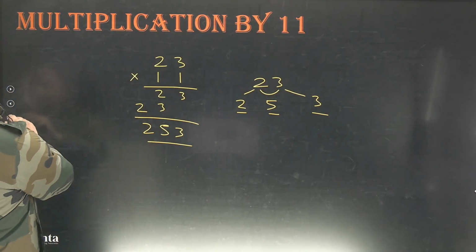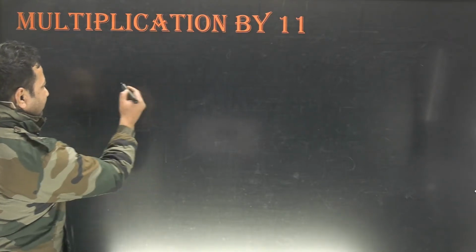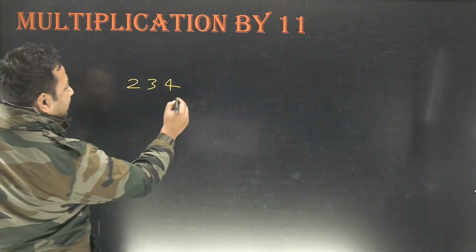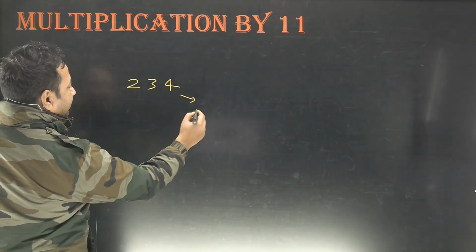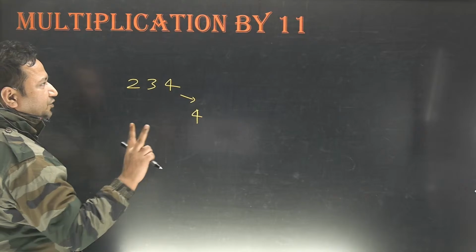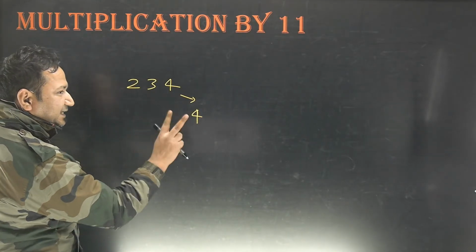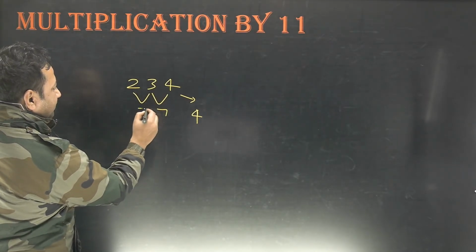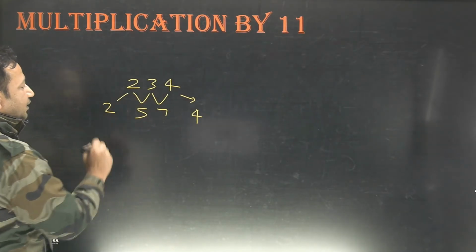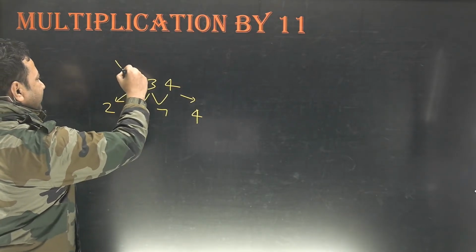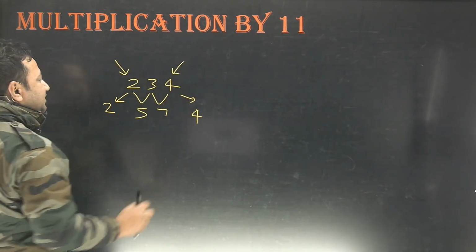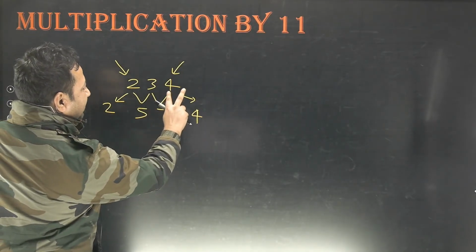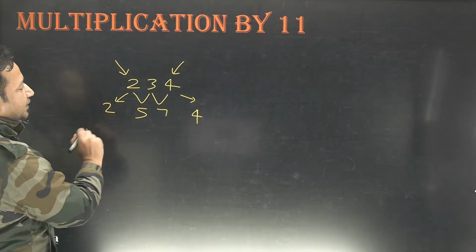All right, but let me have a 3-digit number. For example, I have 2, 3, 4. In this case, I'll write 4 here. Then basically we have to add consecutive digits. 3 plus 4 comes out to be 7, 2 plus 3 comes out to be 5, and 2 comes alone. Now, these numbers on the extreme, 2 and 4, are coming alone for the simple reason that they do not have any partner. 4 plus nothing will be 4, 2 plus nothing will be 2. So this is how it is going.